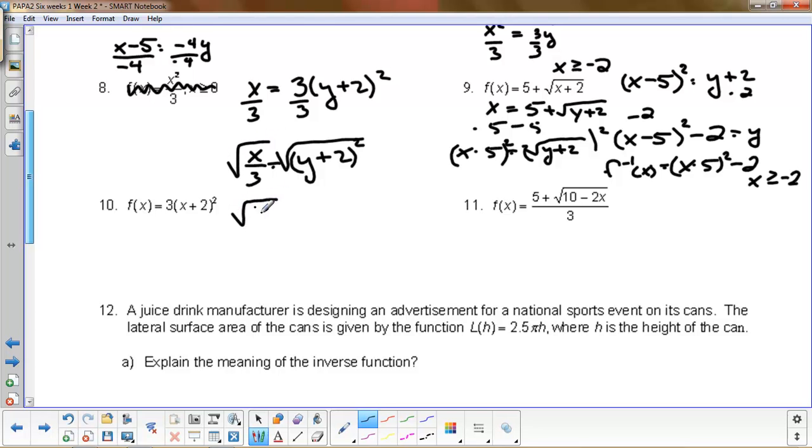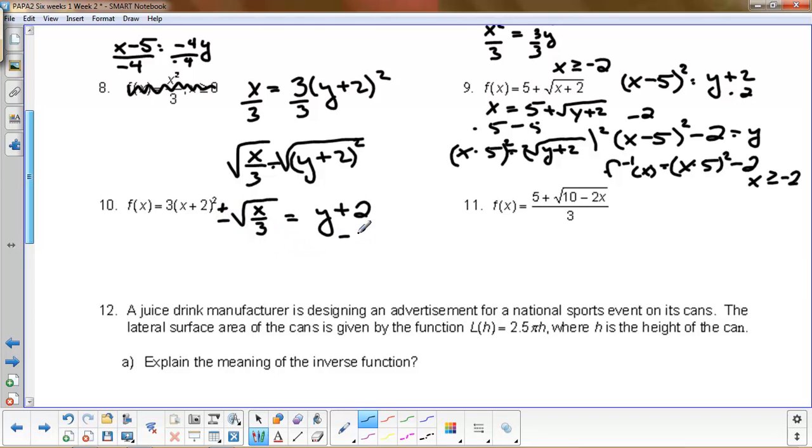The square root of x plus x divided by 3 equals y plus 2. It is at this point that we must recall that there is a restriction on this square root. However, there is no restriction on the original function, therefore we must include the plus and the minus. Whenever you square root both sides of an equation, you always get a plus or minus value.